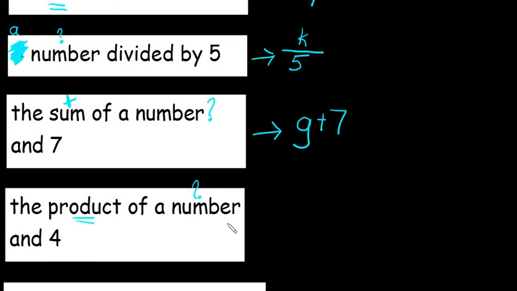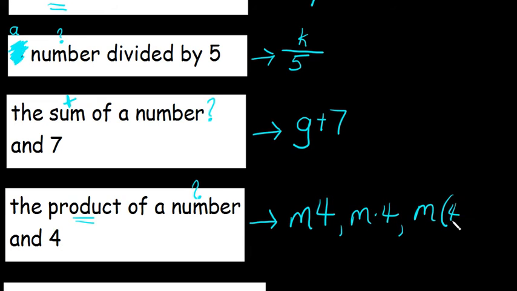Oh, what letter shall I use now? I'll just say like M. So M times 4, that's multiplication. Remember, I can write it this way to show multiplication. I could write it this way. That means multiplication. You know all the different ways I could write it. I could say M, put it in parentheses. That means I'm multiplying.